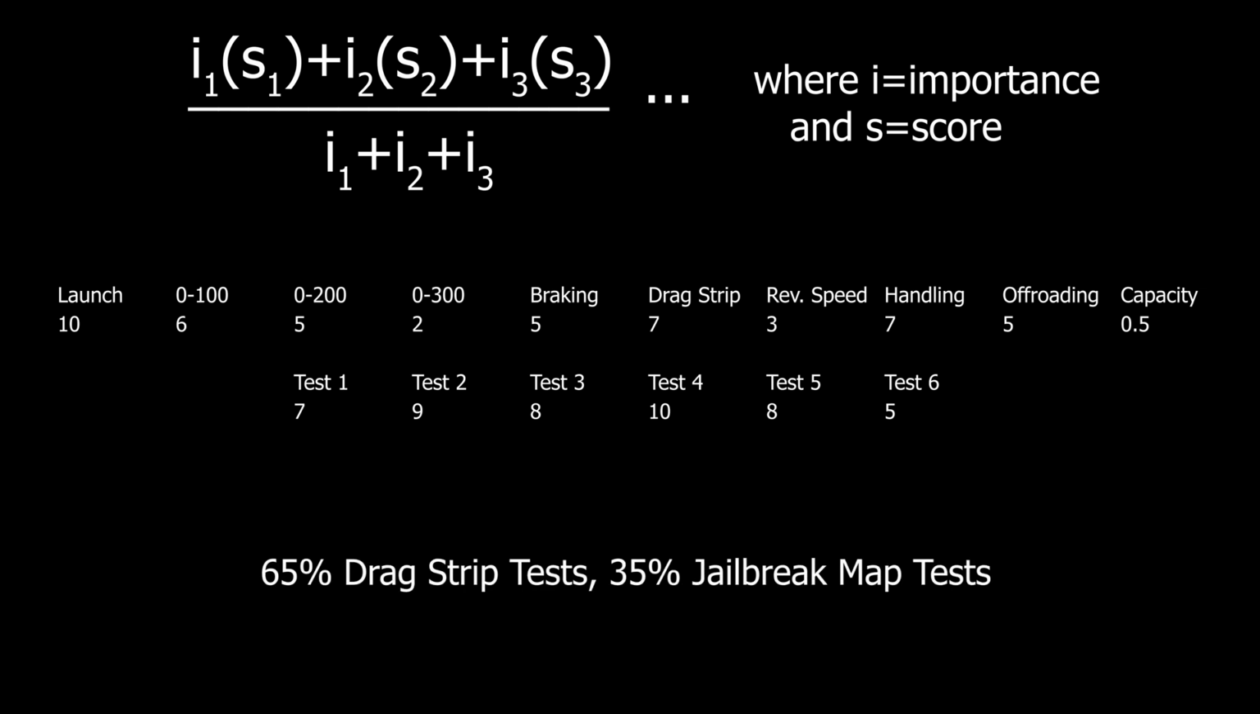Also, the final equation is 65% drag strip scores and 35% jailbreak map scores, since driving a course introduces some error. If you want to see the full equation that I used, I explain it in the first video linked in the description.